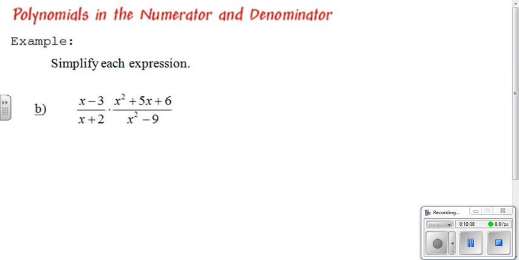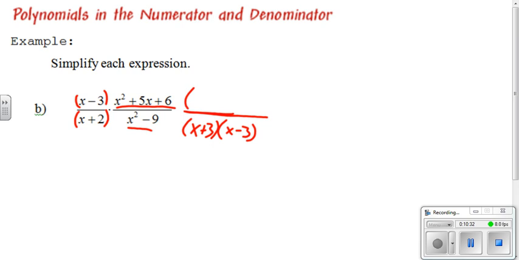This one is already a multiplication problem, so we don't have to worry about flipping it. So all we have to do is find the factors. These ones are already factored. This is a difference of squares, so we would call this piece over here x plus 3 and x minus 3. This piece here we can factor. We need something that would multiply to 6 and add to 5. So it looks like we would use x plus 3 and x plus 2. So we have x minus 3 over x plus 2 times x plus 3, x plus 2 over x plus 3, x minus 3.